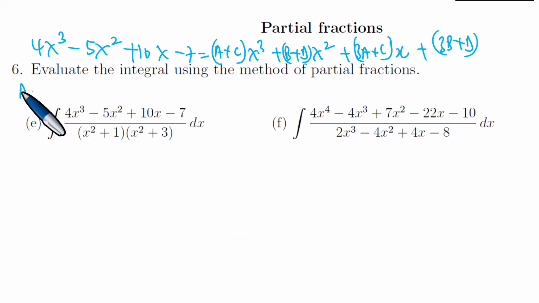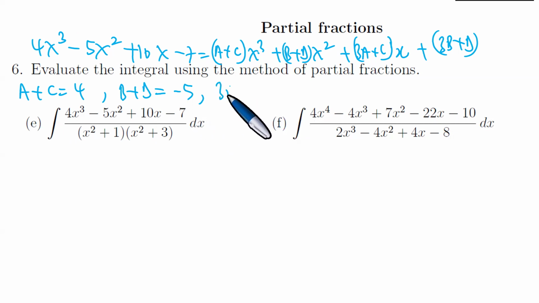You actually are able to see that a + c now is 4. b + d is −5 for the quadratic coefficients. 3a + c is 10. And then you have 3b + d equals the constant, −7.